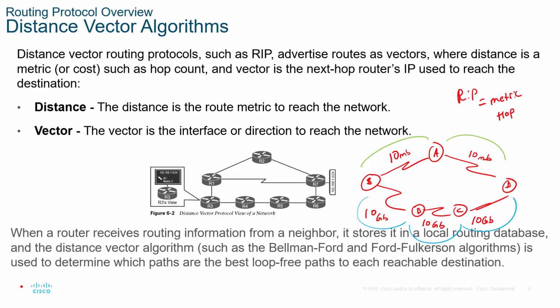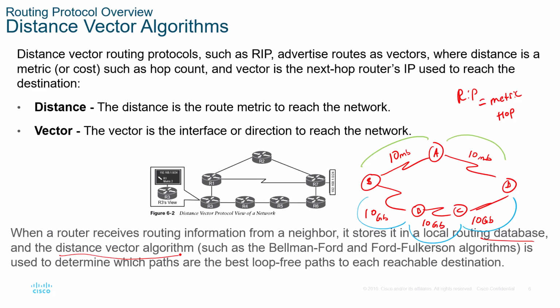So that's why it's important to understand the metrics. How are we identifying what's good and what's not? All right, lastly for this slide, when a router receives routing information from its neighbor, it will store it in a local routing database, and the distance vector algorithm will also be used to determine the appropriate path to ensure the best loop-free path to its reachable destination.